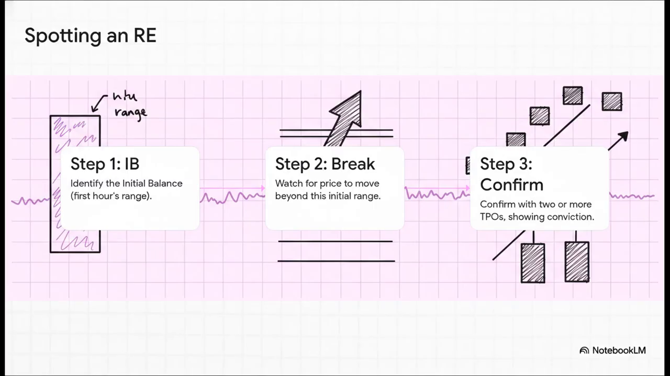And here's how you can spot one for yourself. First, you just have to note the high and low of the first hour of trading. That's what we call the initial balance. Next, you just watch for the price to move outside that zone. Finally, and this part is really key, you look for confirmation. You want to see at least a couple of new time blocks printed outside that range. That's what proves it's a real move with real conviction, and not just a fake out.